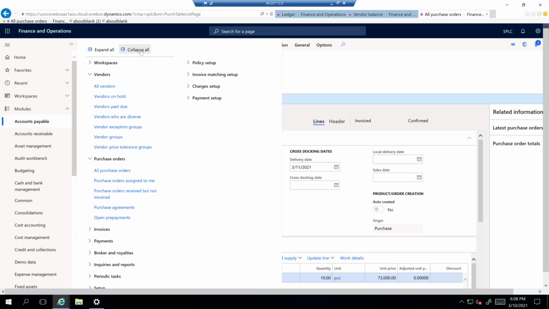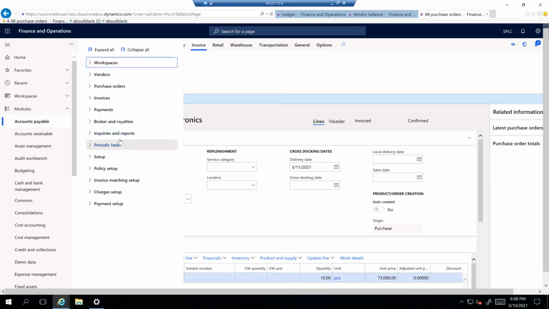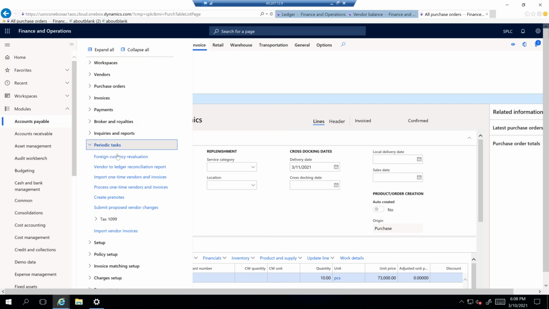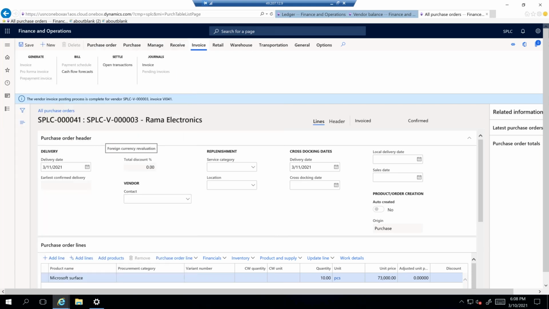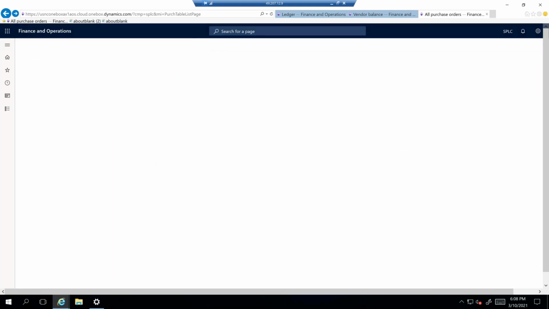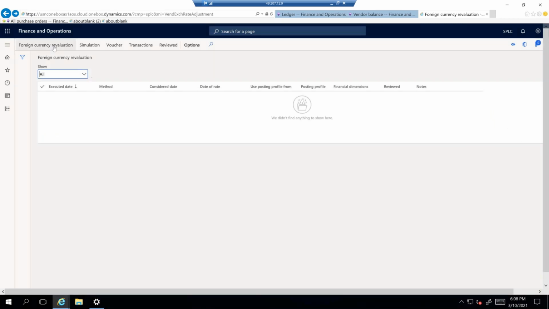Accounts payable module, periodic tasks, foreign currency revaluation. I am running this foreign currency revaluation. You can use simulation, which is for view purpose. You can use foreign currency revaluation directly if you want. Either one you can use.